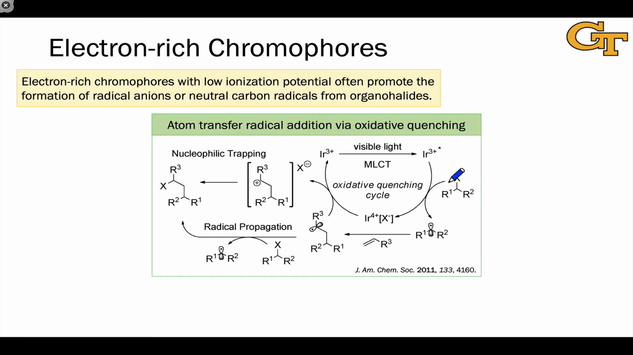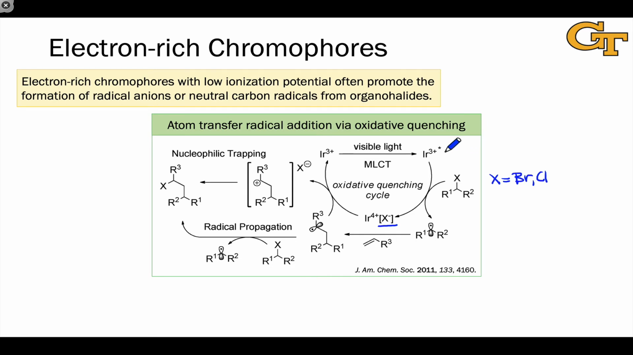This donates an electron to this organohalide. X is a halogen, something like Br or Cl, and this results in the formation of a carbon-centered radical as well as X-, the halide anion. So that radical anion that is formed via this electron transfer process splits up into an anion and a radical, and the reaction continues from there.